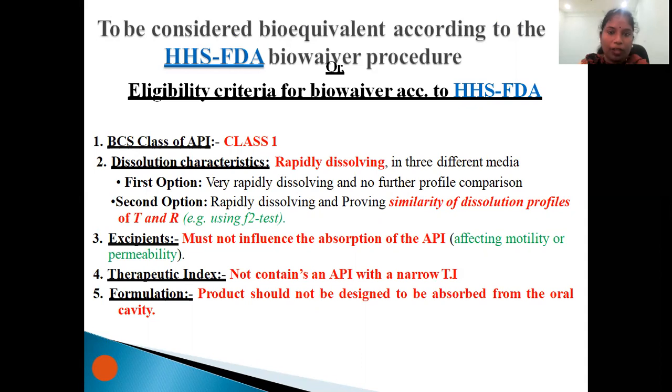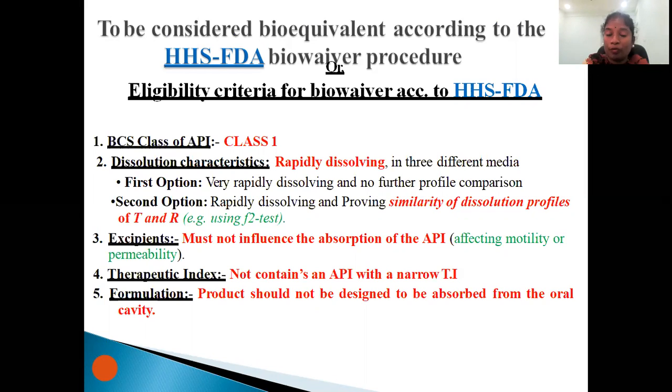According to the biowaiver procedures, BCS class 1 APIs are very suitable for this procedure. We have to maintain the dissolution characteristics, meaning very rapidly dissolving drugs are considered for biowaivers, and three different media have to be used. The first option is very rapid dissolution, with no further profile comparison. Excipients that influence the absorption of the API also have to be studied.